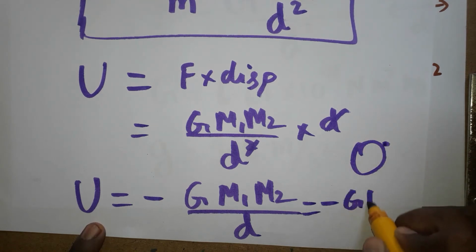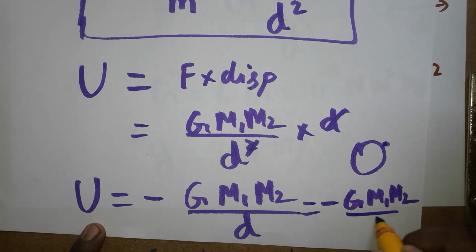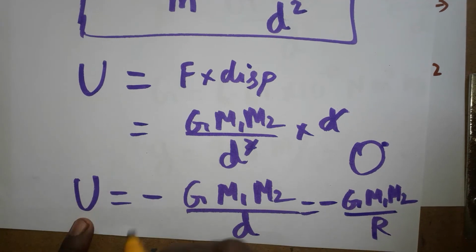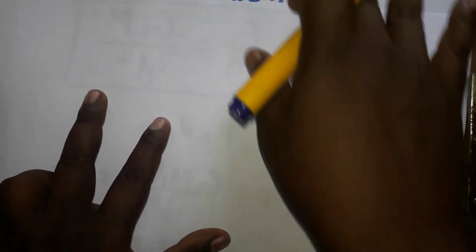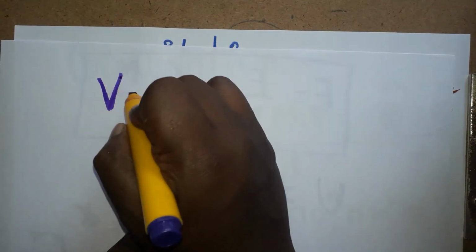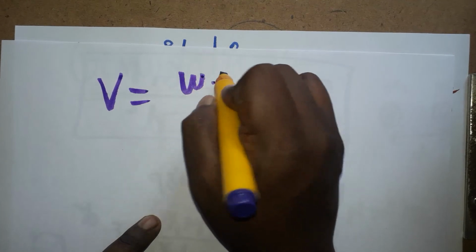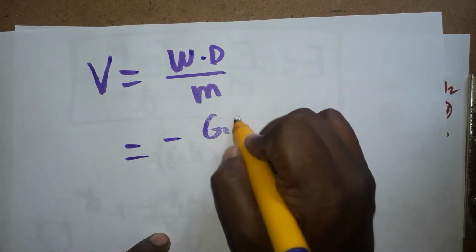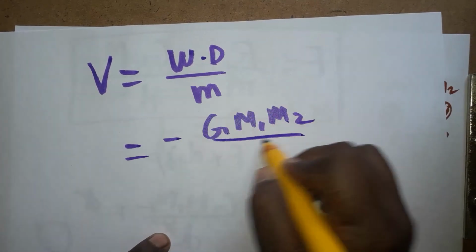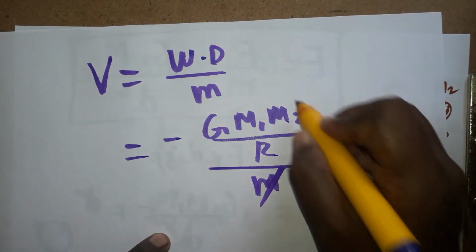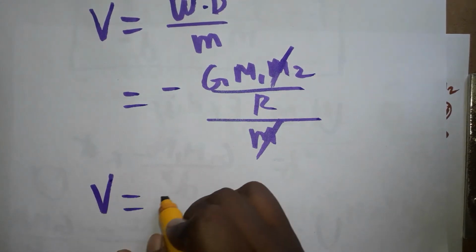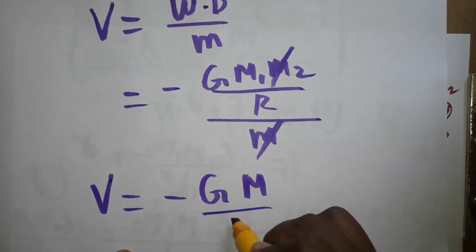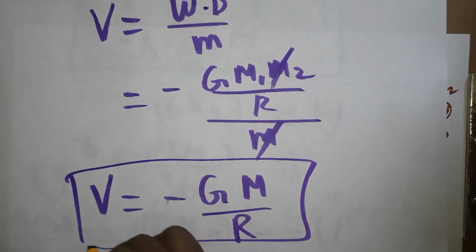So it is G times m1 m2 divided by r, the gravitational potential energy formula. The other thing is gravitational potential. Potential is also called voltage. Voltage is equal to work done by mass. Already we know work done is minus G times m1 m2 divided by r, divided by m. So the mass gets cancelled, and gravitational potential is equal to minus G times m divided by r. So far, these are the formulas we discussed.